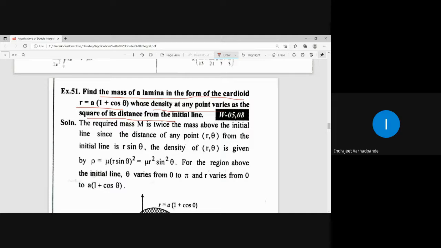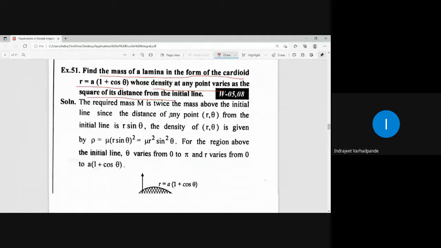In the earlier problems of the Cartesian coordinate system, if you have seen, the density is mentioned clearly. Rho is equal to mu xy. Rho is equal to lambda into x square plus y square. But here they have not given you the density, but a certain condition is provided. From that, first I have to determine the density, and only then will we calculate and get the answer. Now for the cardioid, density varies as the square of its distance from the initial line.